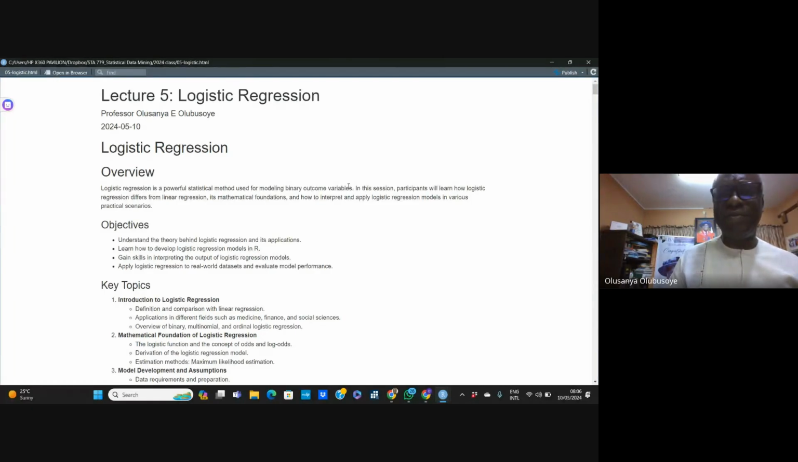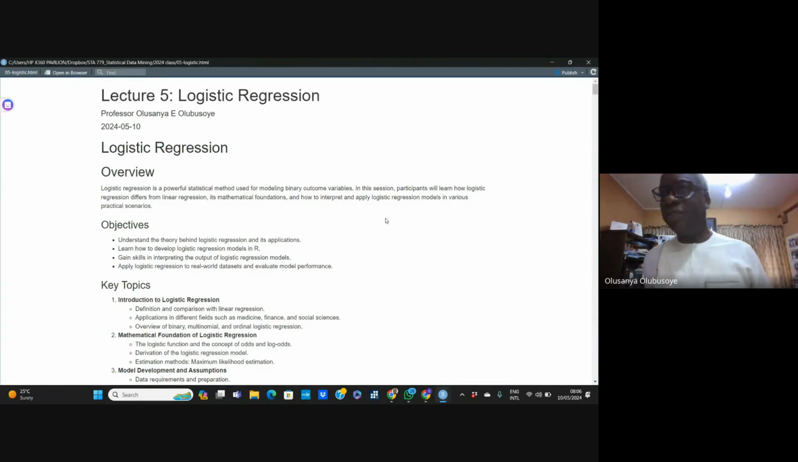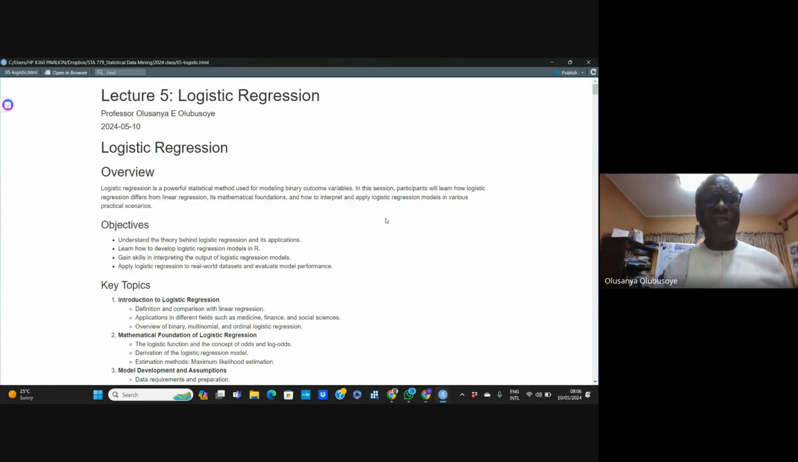My ultimate plan is to make all this a well-packaged written study material. So, logistic regression, you may have known, is a powerful statistical method and mostly used for modeling binary outcome variables.